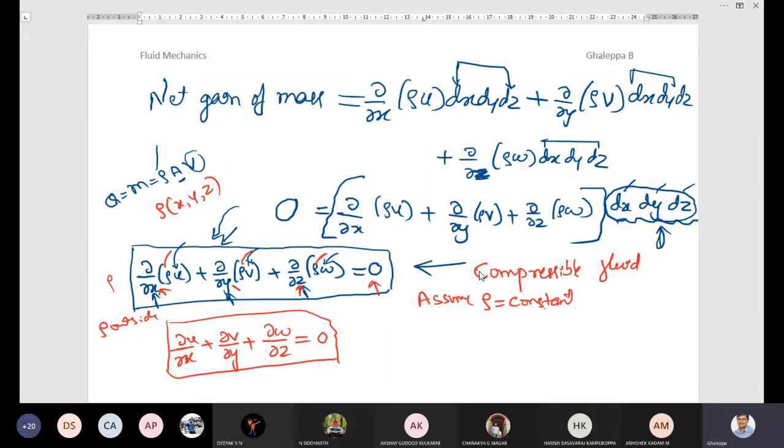So this is also a continuity equation. Just observe whether velocity is there or not. Yes, velocity is there: u, v, w. But density is not there. So this equation is the continuity equation for which fluid? Incompressible fluid. Yes, continuity equation for incompressible fluid. Very good. Incompressible fluid, assuming density is constant.